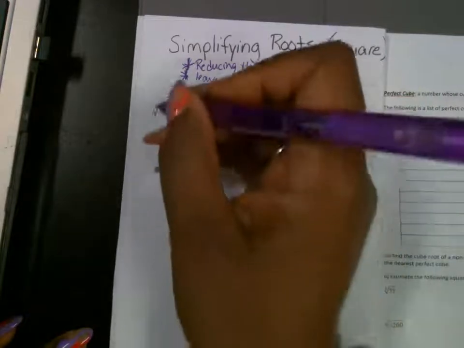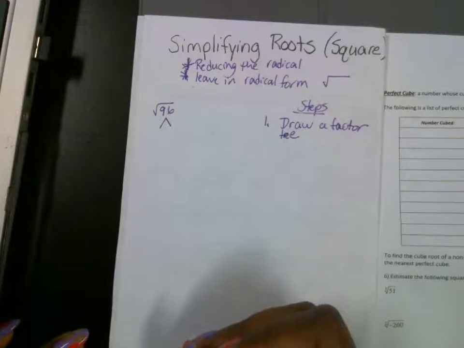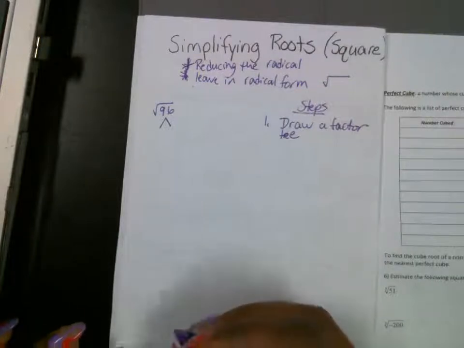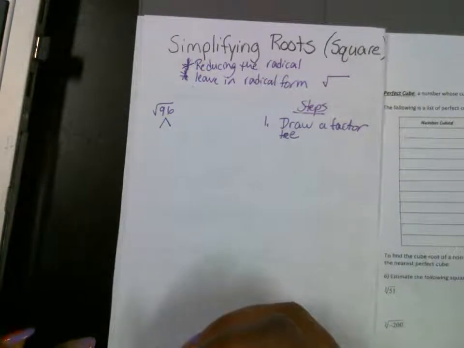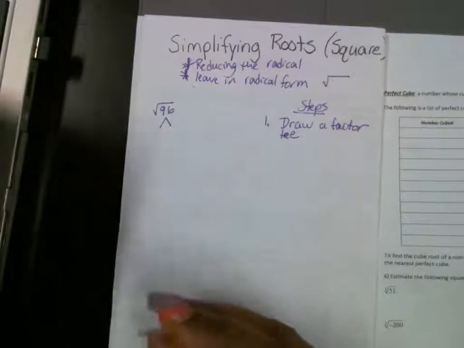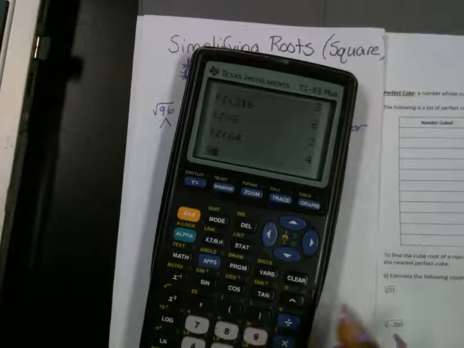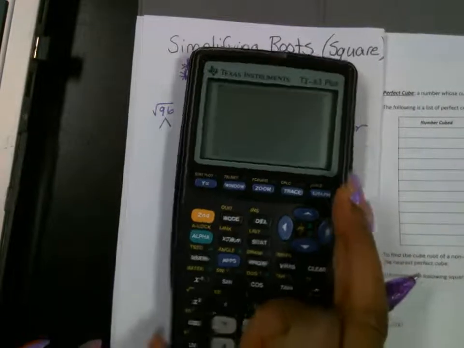When you draw a factor tree, you think, what two numbers can be multiplied to give you 96? Okay, what two numbers can be multiplied together to give you 96? When you multiply 9, what's 9 times 7? That's 63. We're looking for 96.